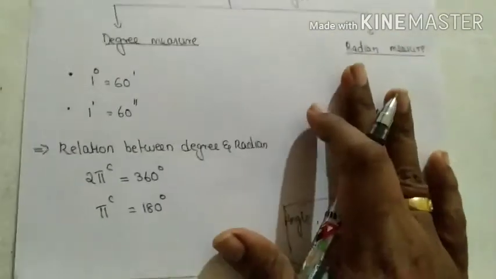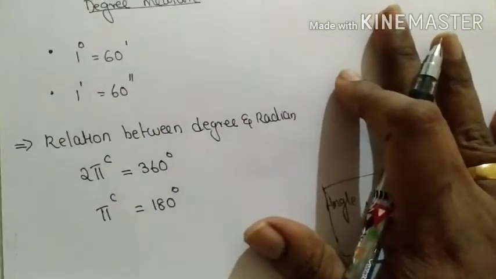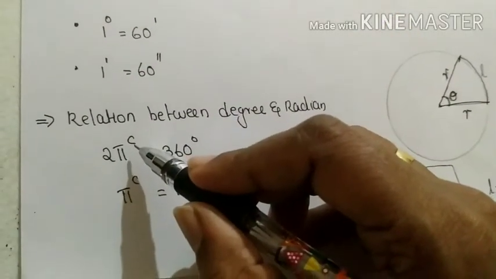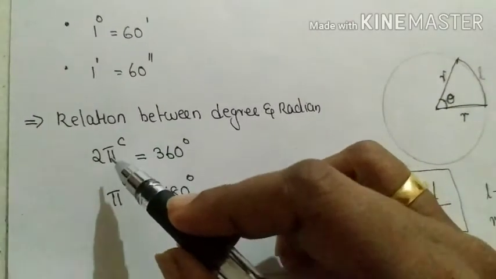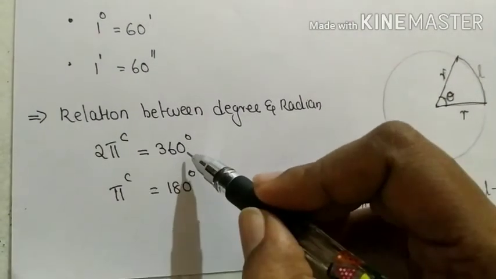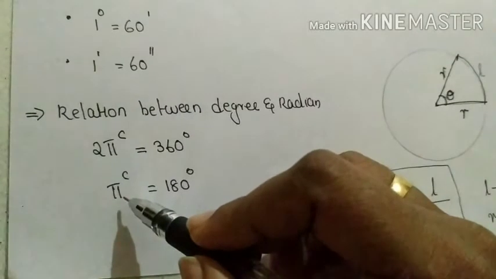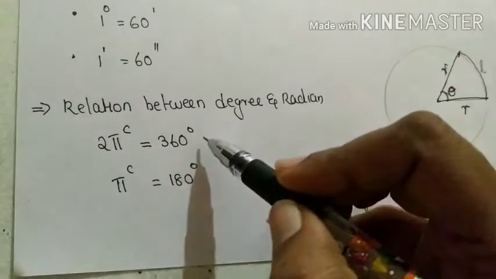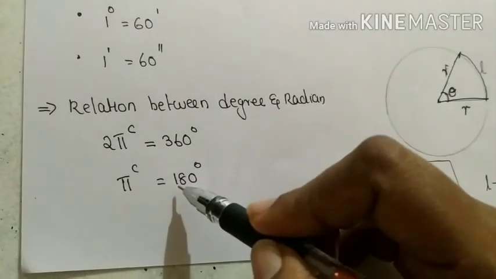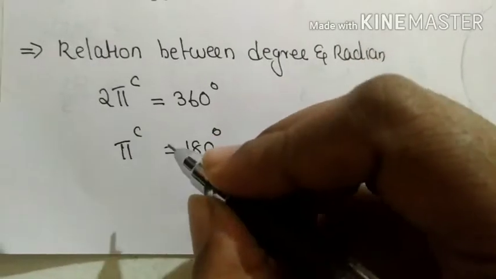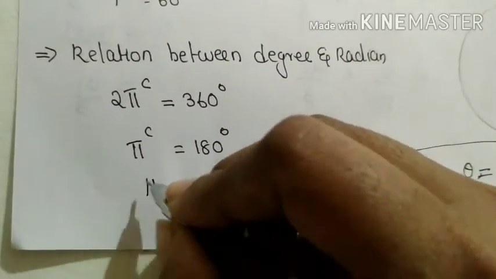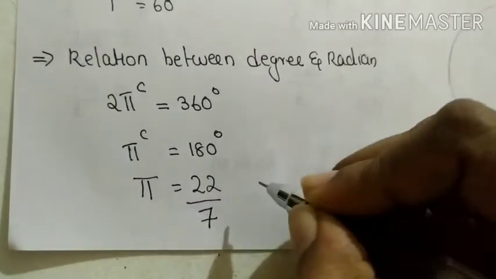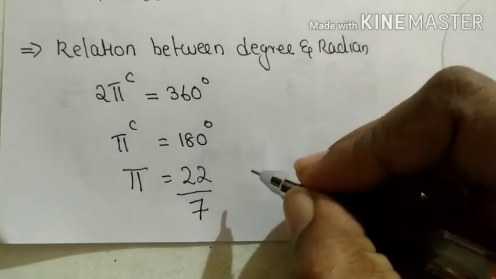Next, the relation between degree and radian. This c represents radian measure. So 2 pi radian equals 360 degree, and pi radian equals 180 degree. And note that the value of pi is equal to 22 by 7.